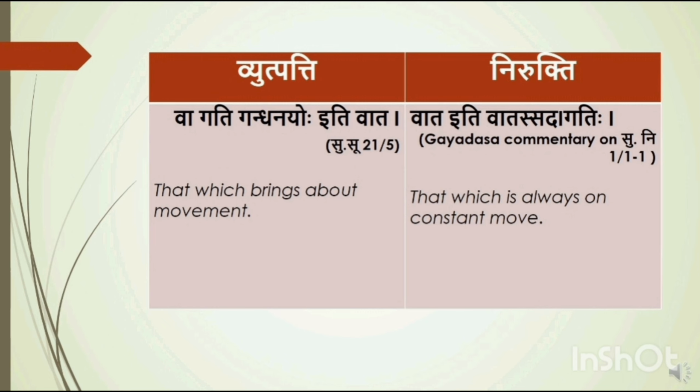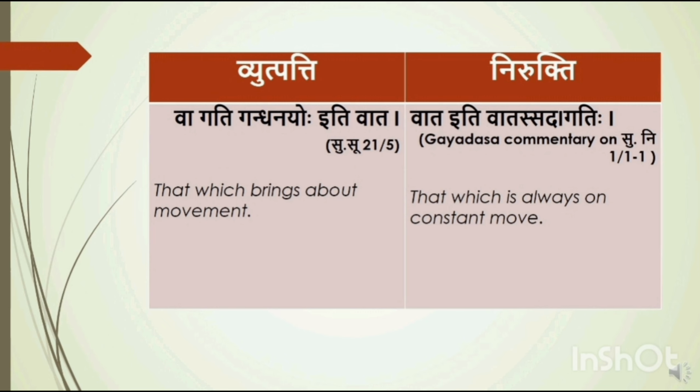Next, we'll go with the Nirukti of Vata. That means definition. This reference is from the Sushruta Nidhana, Gayadasa commentary. Vada iti vadat sadagadihi. Sadagadi means that which is always on movement, constant move. Sada means always, Gadi means movement. So I repeat, Vada iti vadat sadagadi, according to Gayadasa commentary on Sushruta Nidhana first chapter.